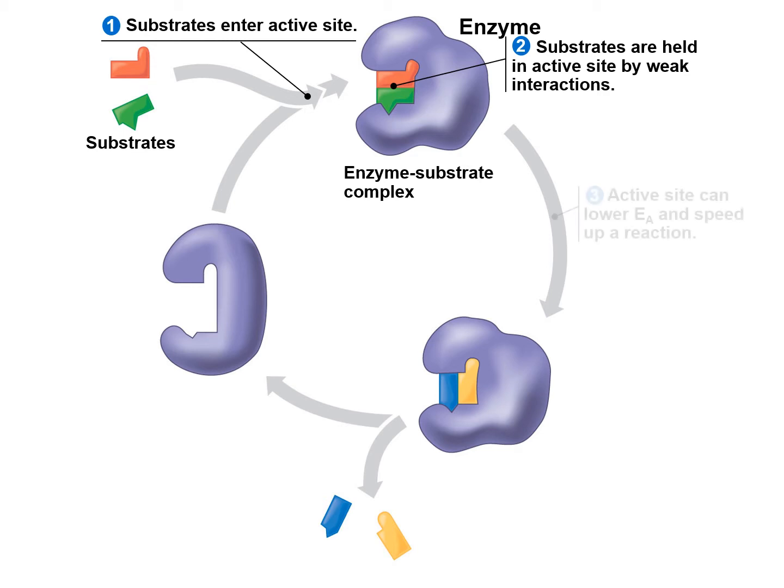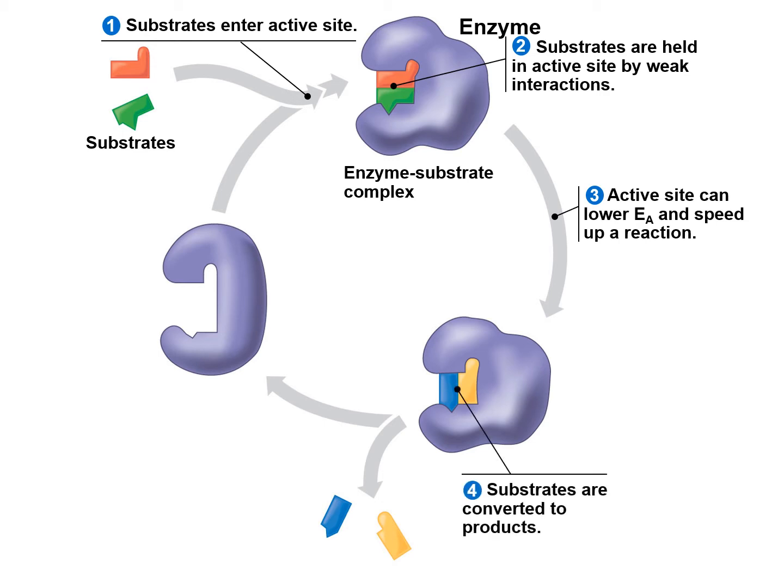The environment is created, the orientation is achieved, we get a reaction, and now these products have changed somehow. In this case, we're not fusing the two substrates, we're doing some other type of a reaction, and so we have two products that are released. And then we can recycle this enzyme, and that's why we call it a catalyst, because the enzyme itself is not changed.